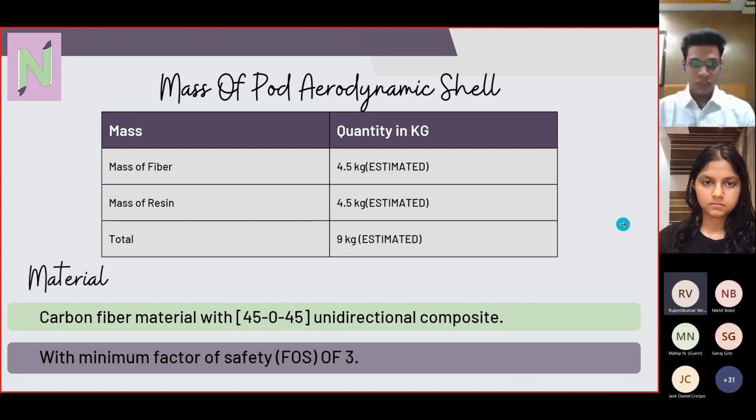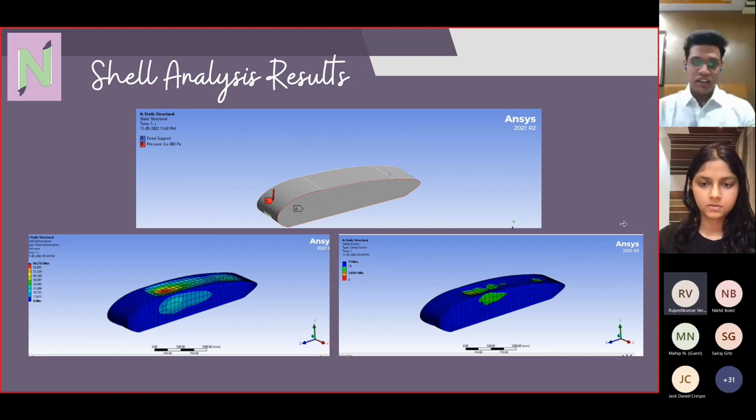A failure prediction, an analytical prediction, was done on the Aeroshell using a stationary study with ANSYS.